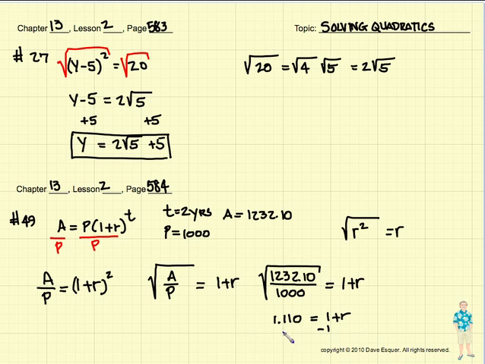And then finally, if we just subtract 1 from both sides, our answer for R turns out to be 0.110, or the rate of return turned out to be 11%. Either of these two answers was correct for number 49.